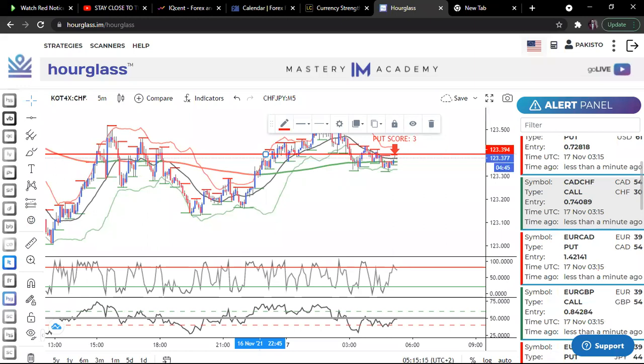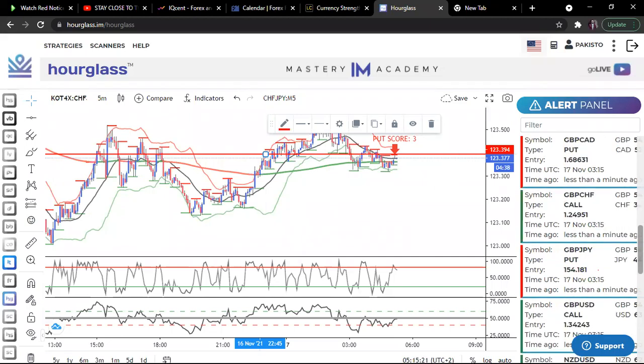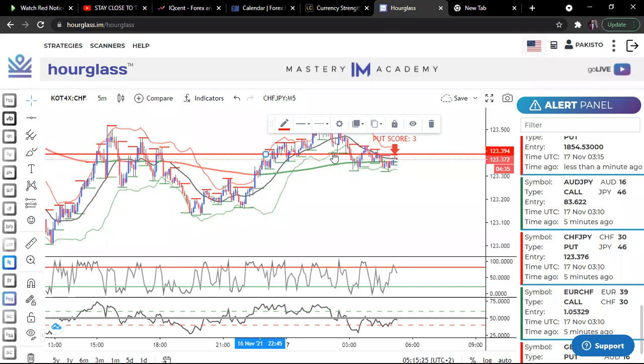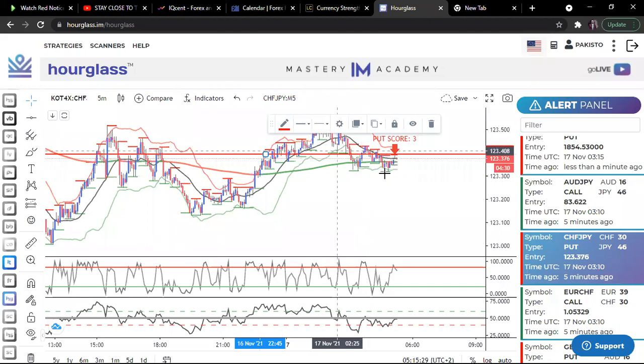CHFJPY. Let me see. Oh, CHFJPY is making a push, guys. This was a break and retest of structure. If we saw this earlier, this would have been a great trade. The market is already making a massive push to the downside right now.